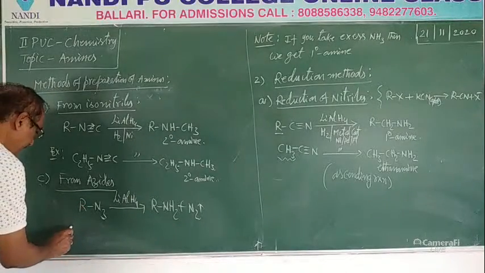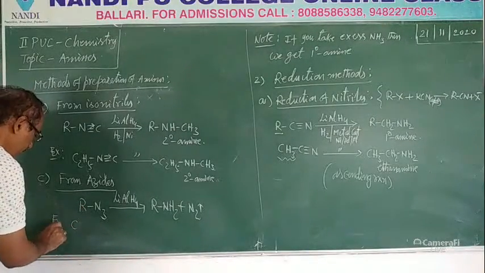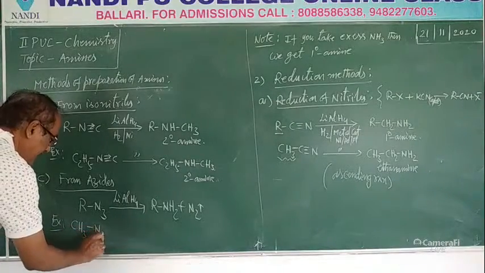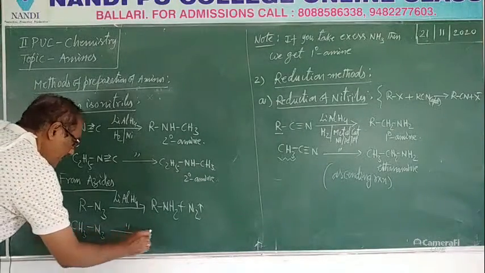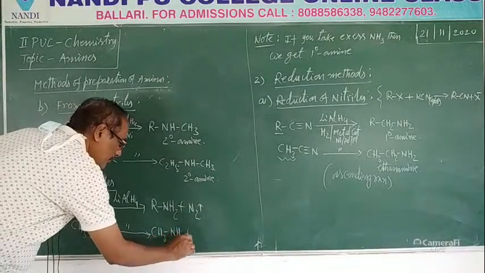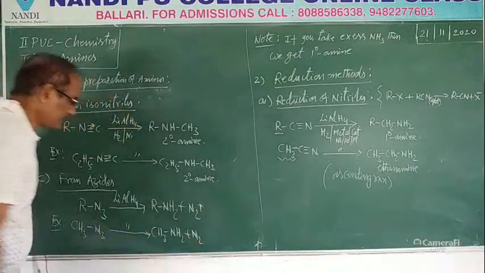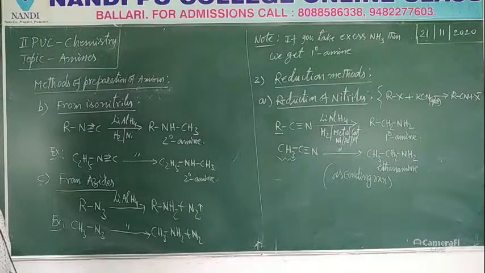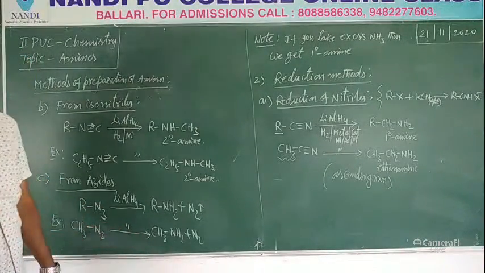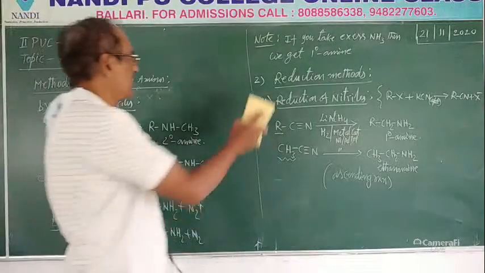So suppose I take CH3 N3, then you will get CH3 NH2 plus N2. CH3 NH2 plus N2. Right, children?